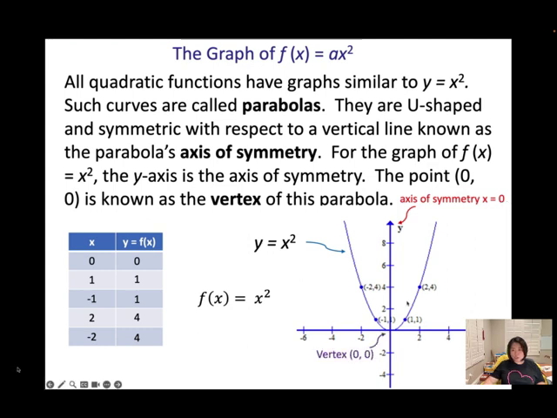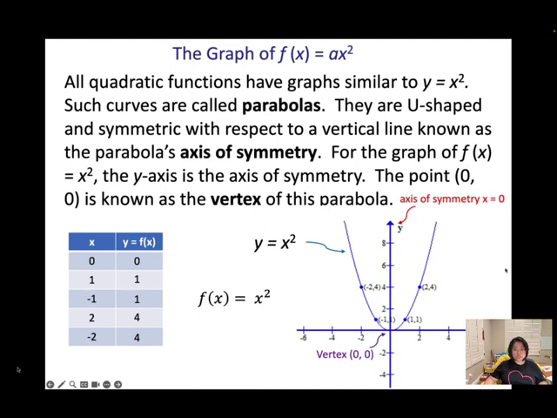One more thing: we have the vertex. In this equation, the vertex is the minimum point, and this point is (0, 0). If I give you an equation, I need you to know how to graph it. Find the axis of symmetry, which is an equation. Also find the vertex. What is the minimum point or maximum point?